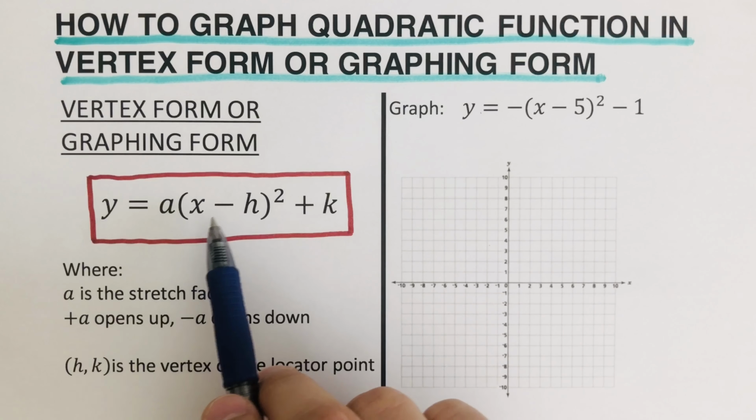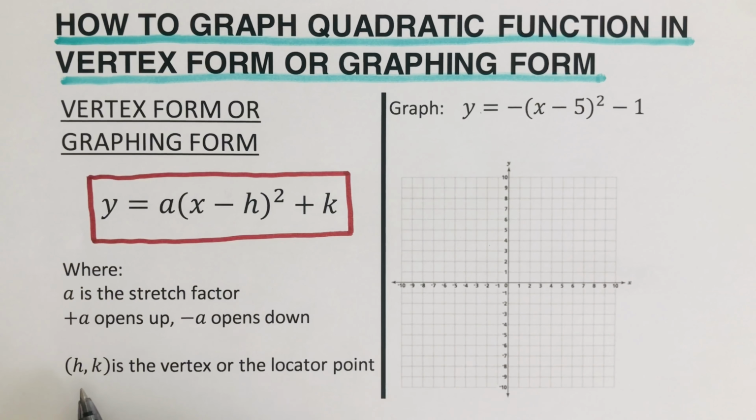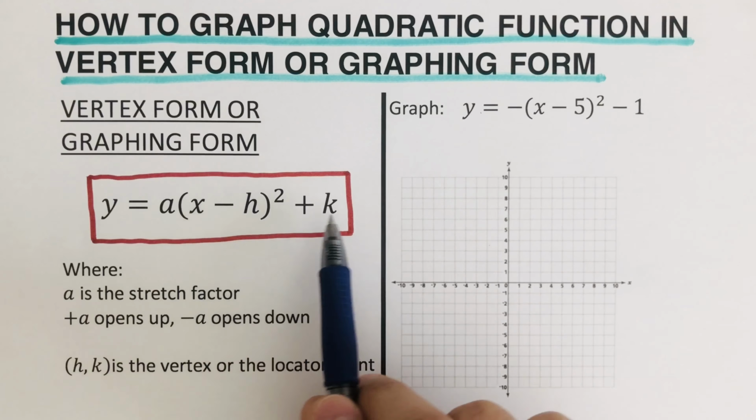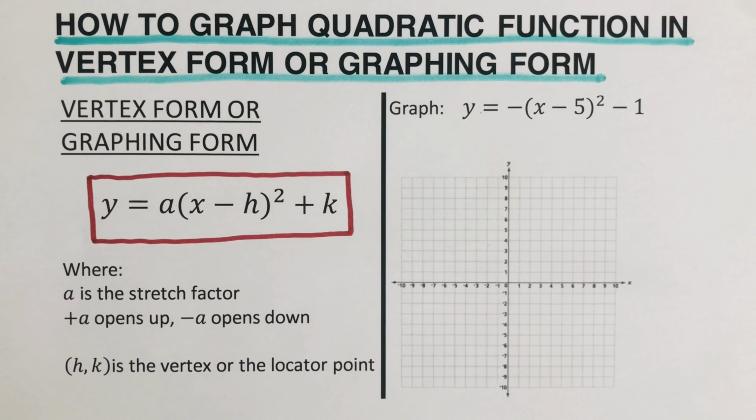And then we have (x minus h) squared plus k. Our h, k variables that we have here are the vertex. I have another video that talks about the effect of h, the effect of k, and the effect of a on the graph. I will put the link to that video in the description box below.